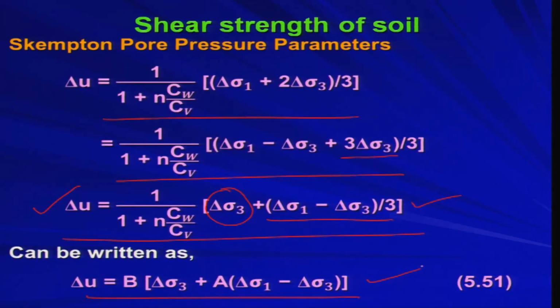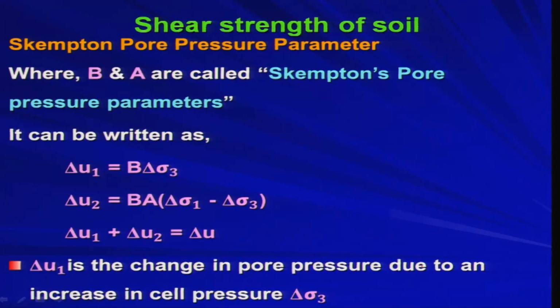If you see the previous expression, equation 5.51, I can write delta u1 is equal to B into delta sigma 3, and delta u2 is equal to BA into delta sigma 1 minus delta sigma 3, right. So the total pore water pressure increment is equal to delta u1 plus delta u2.